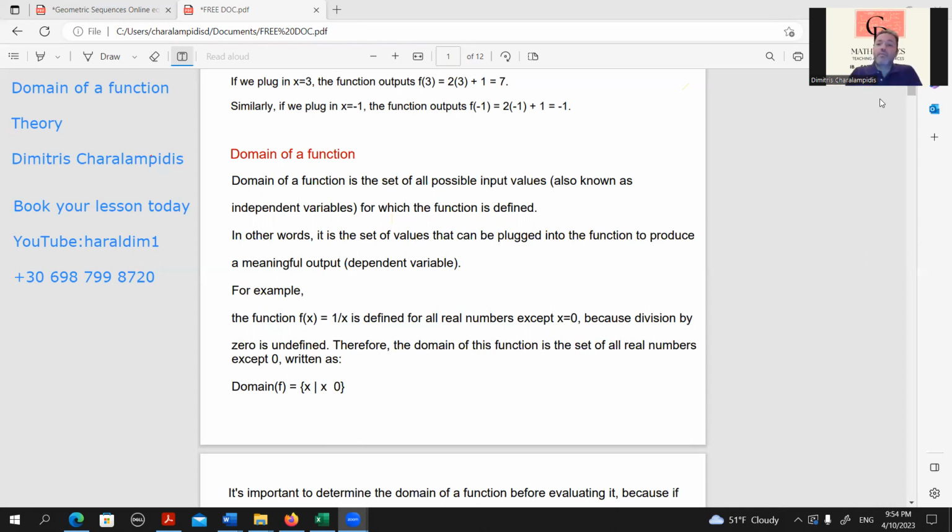For example, the function f of x equals 1 over x is defined for all real numbers except x equals 0, because division by 0 is forbidden. It should be forbidden by law. Therefore, the domain of this function is the set of all real numbers except 0, which in mathematical notation could be written as domain of f, or you might see it as D of f, equals the set of x so that x is different, I forgot to write different here, than 0.